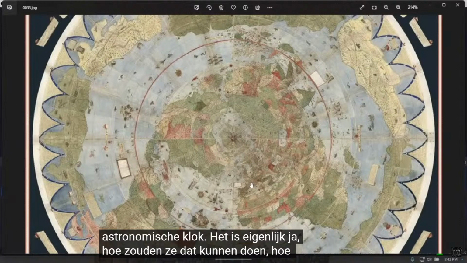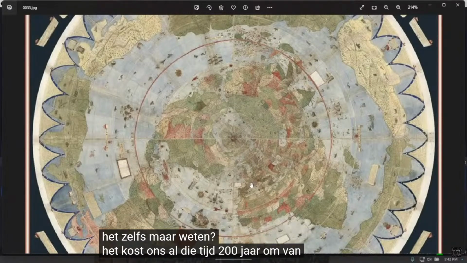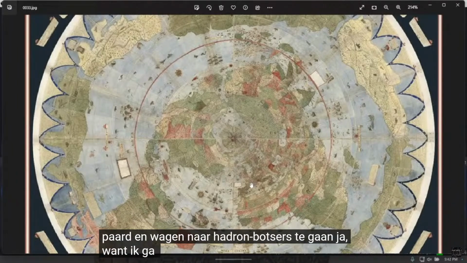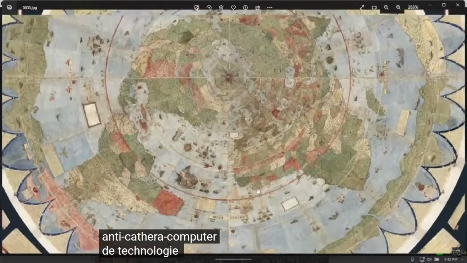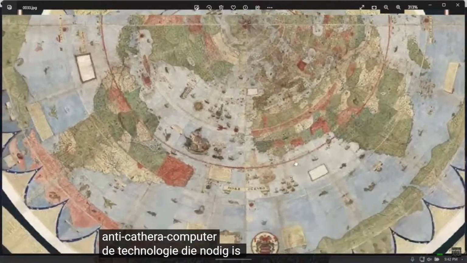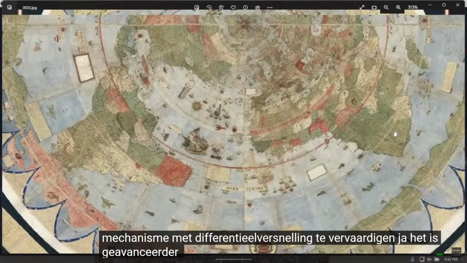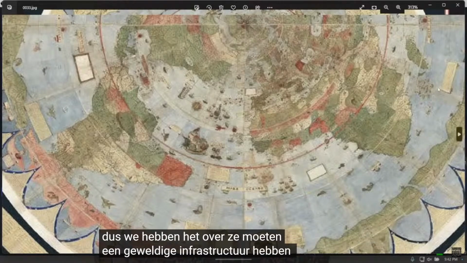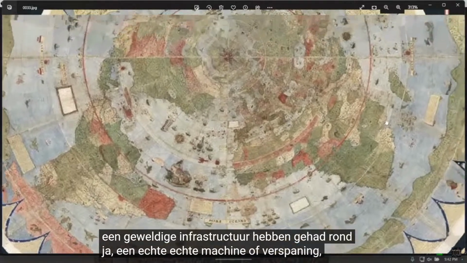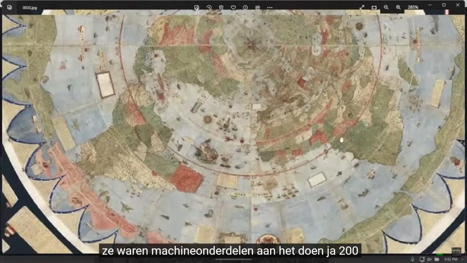How could they do that? How could they even know? Well, I say it all the time: it takes us 200 years to go from horse and buggy to Hadron Collider. Yeah, well, that's because I'm going to tell you now, the technology required to manufacture a differential geared mechanism like that is more sophisticated than the mechanism itself. Wow. So they must have had a hell of an infrastructure around. Yeah, proper real machining. They were doing machine parts in 200 BC. Yeah, no doubt. I dig that. That's crazy.